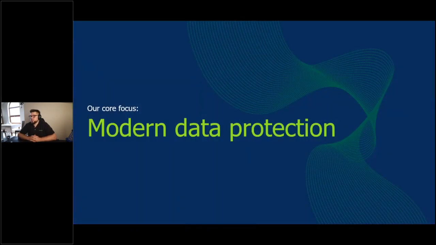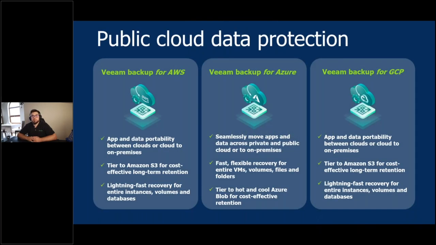So we usually speak about modern data protection, and this is our core focus nowadays. It's public cloud: Veeam Backup for AWS, Veeam Backup for Azure, and Veeam Backup for GCP. They are more or less the same. Veeam Backup for AWS usually has more features than the rest. Veeam Backup for GCP has fewer features because it was released latest. So separate teams develop it according to best practices of the hyperscaler.